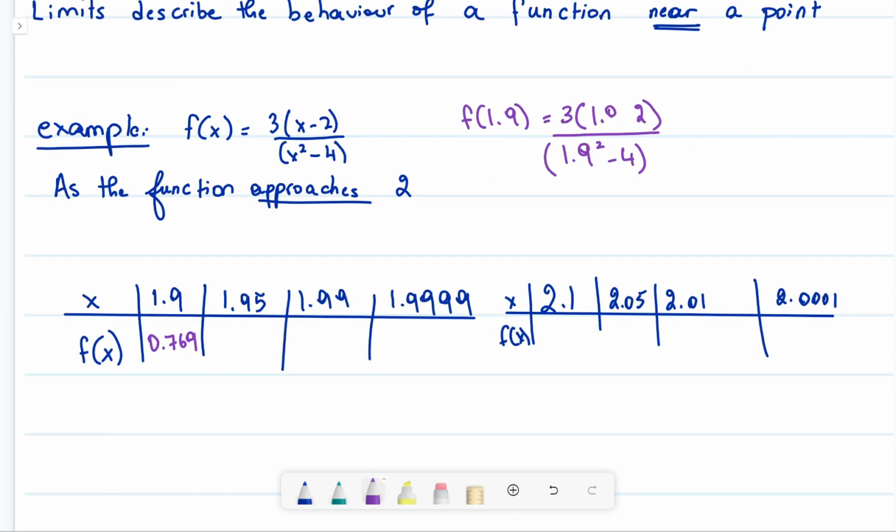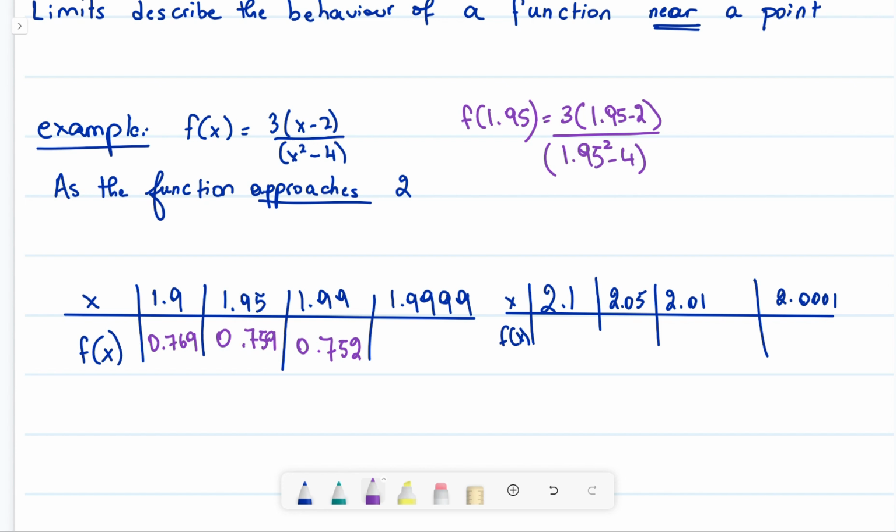Now let's try another value. Same process. Plug it in the function. And if you plug it in on your calculator, you will get 0.759. We will continue with values that get even closer to 2, such as 1.99. Plug it in and you will get 0.752.